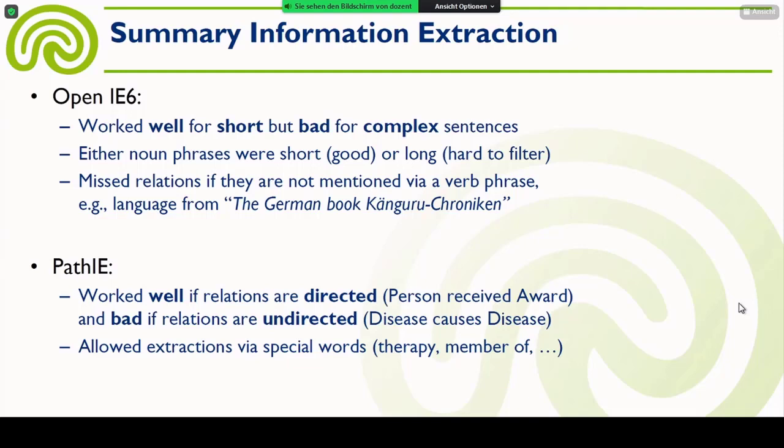Very simple, and it works well if your relations are directed, so person received award, drug treats disease, good. It works really badly if your sentences are very long and your relations are undirected. If you have a disease which could cause another disease, then you sometimes mess up the direction, and this is bad, because then you do not know which one causes the other. The main advantage here is you can specify a list of words of interest for your domain. So for pharmacy, we could say therapy, treatment, some methods, and then we could do some easy extraction with those.